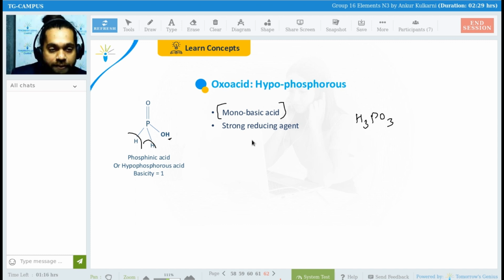H3PO3. What will be the basicity? Very good, Anne, Sarjna, Prashanti, Ragul, Anthony. Draw the structure similarly and tell me.